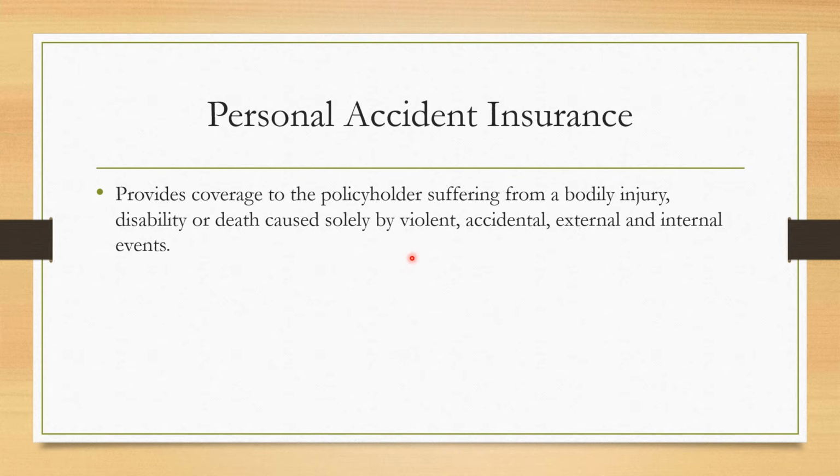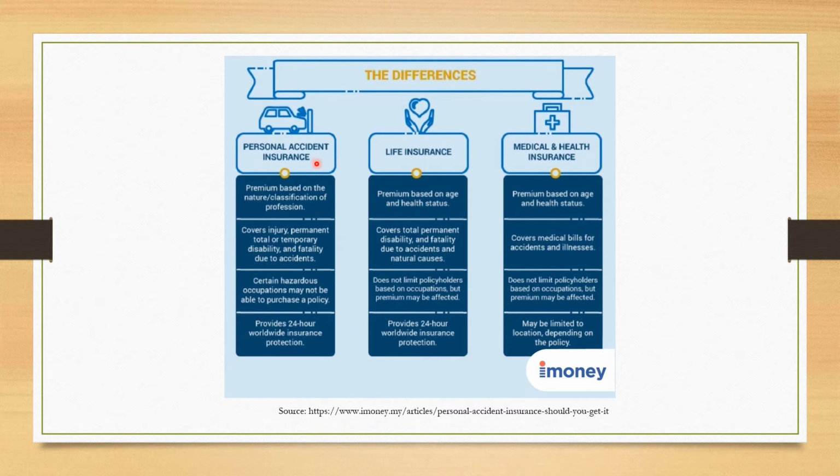Next, personal accident insurance. Personal accident insurance provides coverage for the policyholder suffering from a bodily injury, disability, or death caused solely by violent, accidental, external, and internal events. Now, you must be wondering, what are the differences between personal accident insurance, life insurance, as well as medical health insurance? Here is an image to note the differences between these three insurances. For more information, you can look at this source URL right here.